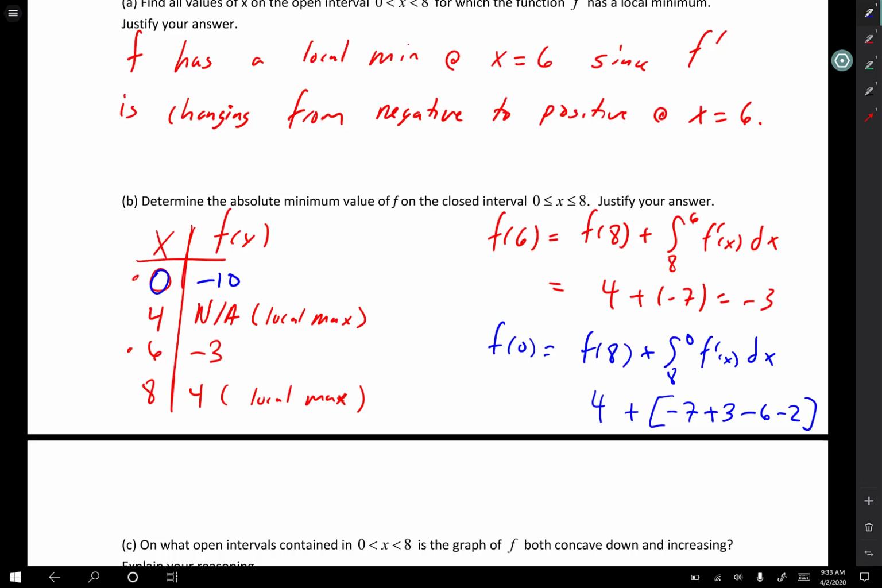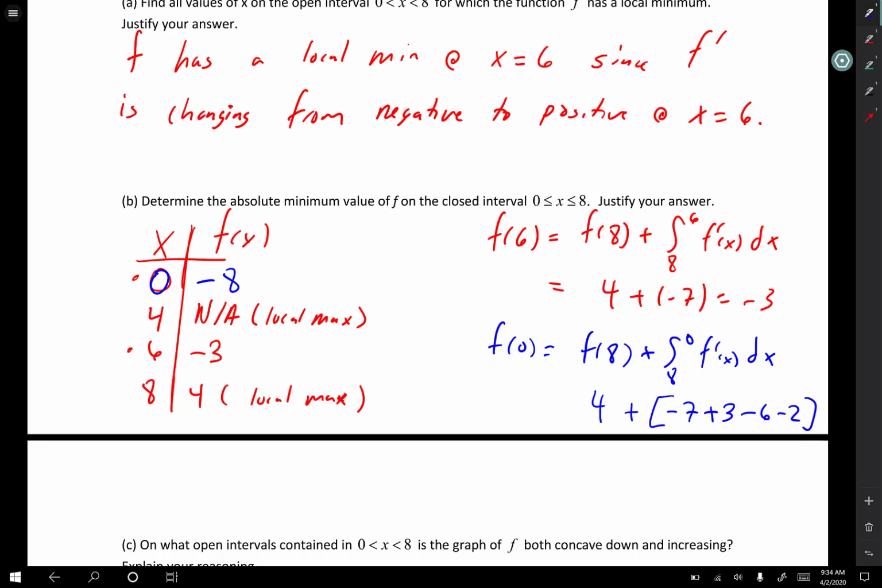Wait, did I do that right? Negative 7 plus 3, that's negative 4. Negative 4 minus 6 is negative 10. Negative 10 minus 2 is negative 12. Negative 12 plus 4, nope, it's not negative 10, it's negative 8. All right, let me check one more time because, man, I make so many mistakes. Negative 4, negative 4 minus 6, negative 10. Negative 10 minus 2, negative 12. Negative 12 plus 4 is negative 8.